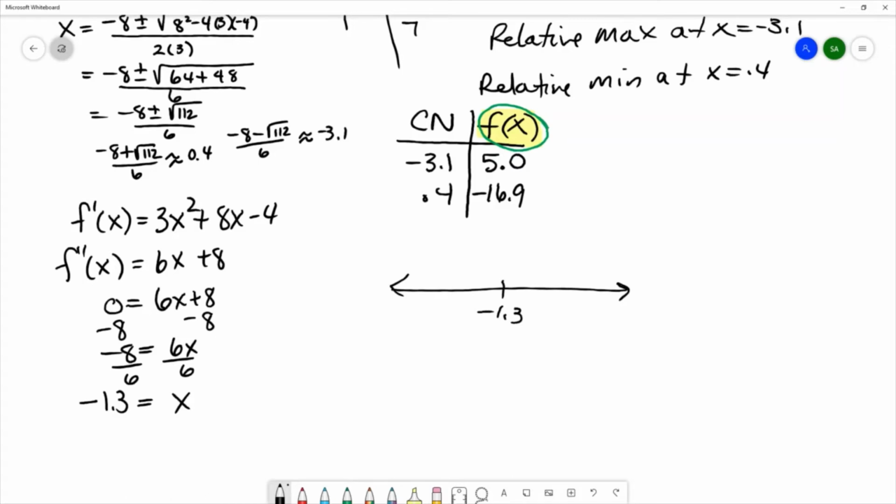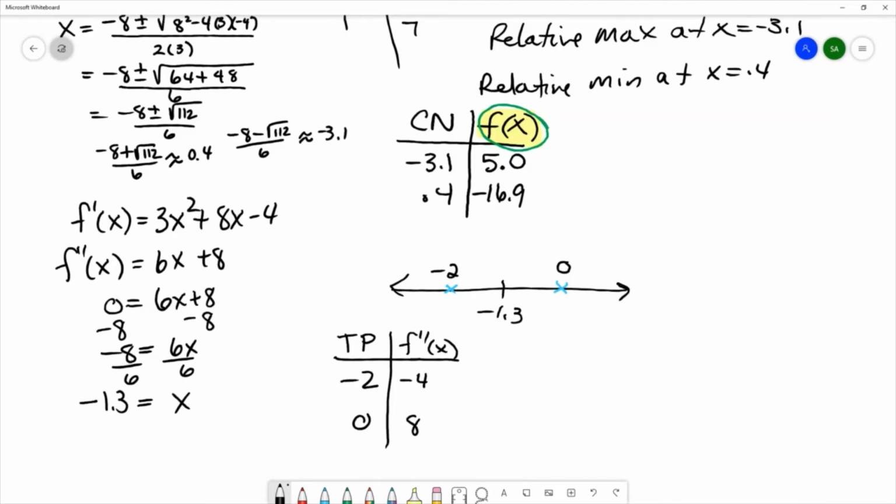I want to choose test points in each interval. For my test points, I'll choose -2 and 0. And we're going to substitute those test points into the second derivative. So we have test points of -2 and 0 substituted into the second derivative. These are calculations I did earlier. We get -4 and 8.